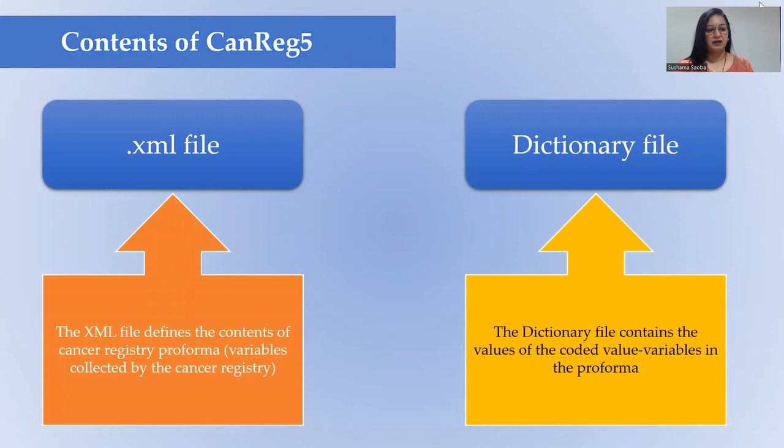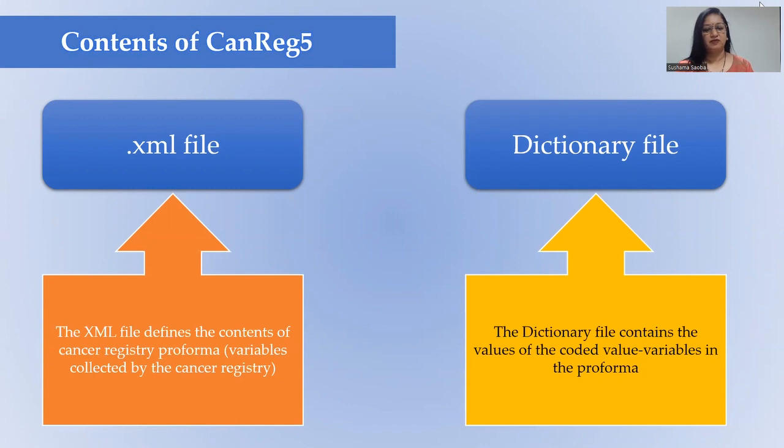Now, let us see the contents of CanReg5. CanReg5 contains an XML file which defines the structure of the database. And secondly, there is a dictionary file which contains certain coded values of variables. When we say the XML file contains the data structure, it is the items or the variables which the cancer registry collects. The dictionary file actually contains coded variables.